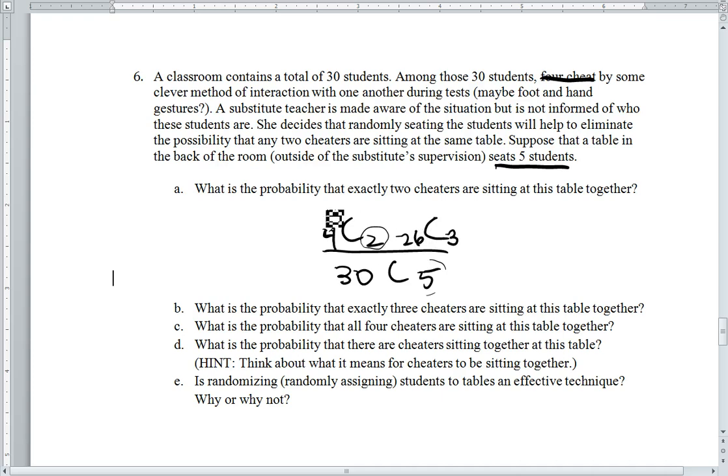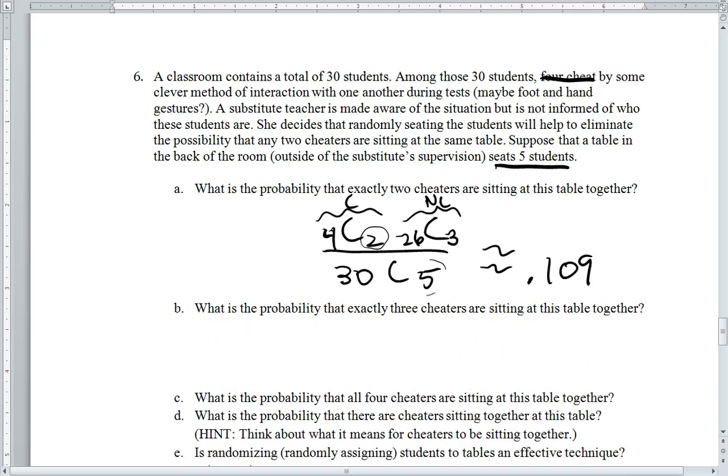So if exactly 2 of them are cheaters, then the remaining 3 are non-cheaters, and we know that 26 out of the 30 students do not cheat. So finding this probability gives us approximately 0.109, which is about 10.9%. So very likely that this instructor has been able to avoid that issue.